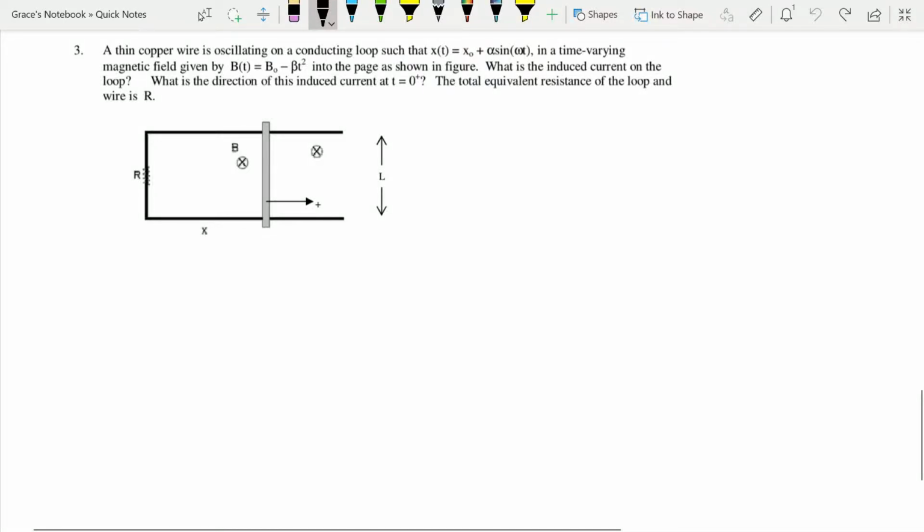This is for midterm 2A, spring 2017, number 3. A thin copper wire is oscillating on a conducting loop such that x of t equals x naught plus alpha sine omega t in a time-varying magnetic field given by B of t equals B naught minus beta t squared into the page as shown in the figure.